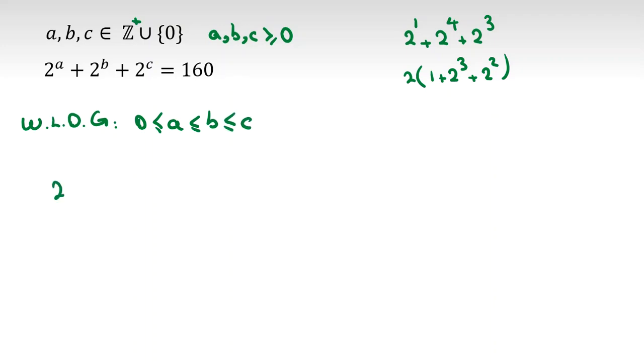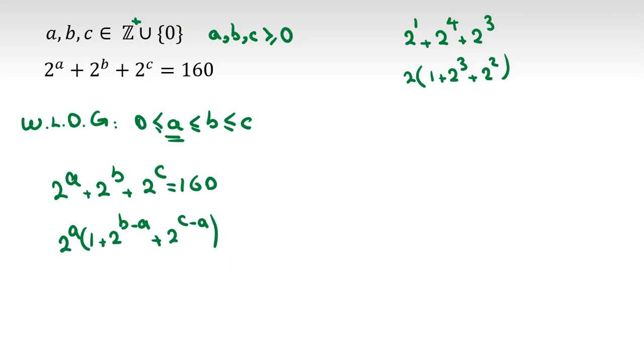So I have 2 to the A plus 2 to the B plus 2 to the C equal to 160. Because A is the minimum, I can factor out 2 to the A. It will be 2 to the A times 1 plus 2 to the B minus A plus 2 to the C minus A equal to 160. Now, if B is greater than A, then we can say what?